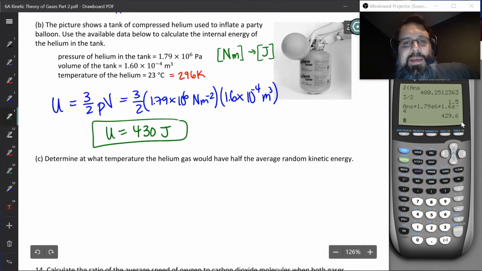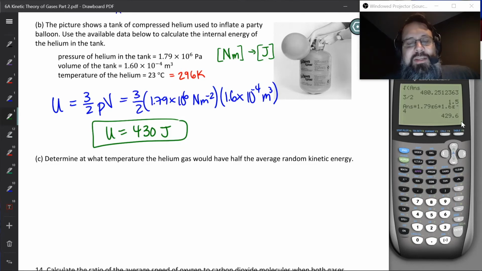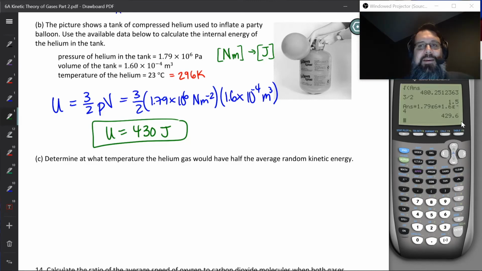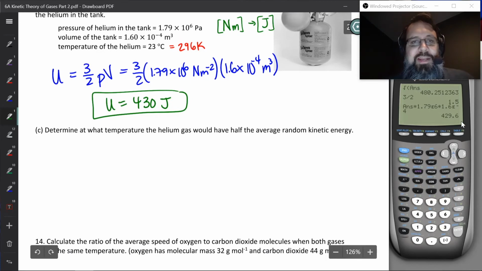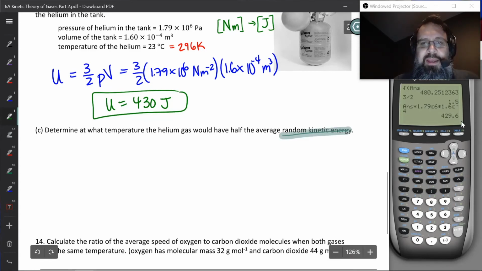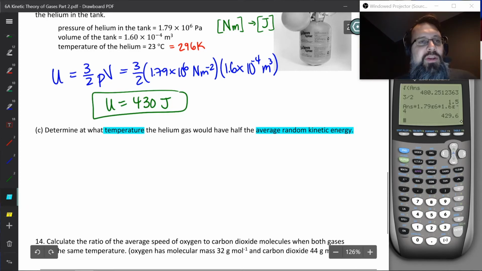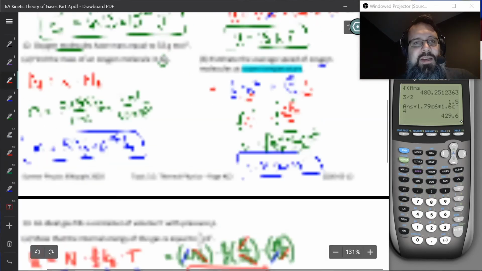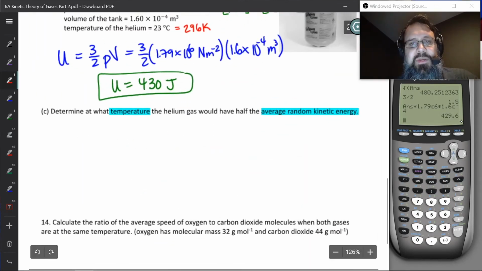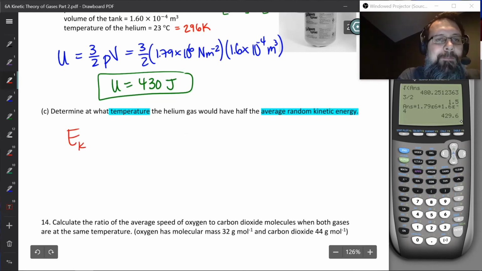Determine at what temperature the helium gas would have half the average random kinetic energy. So if at room temperature the energy was 430, then at what temperature would it have half as much energy? So that's what we're going to try to calculate now. Okay, let's see the best way to do this. So we'll think about the equations we have. We know that we've got random kinetic energy and we've got temperature. So we know the equation that relates those two together because we did it up here. This one, the average kinetic energy related to the temperature. So I'm just going to write that same one down again. The average kinetic energy is equal to 3/2 kBT.